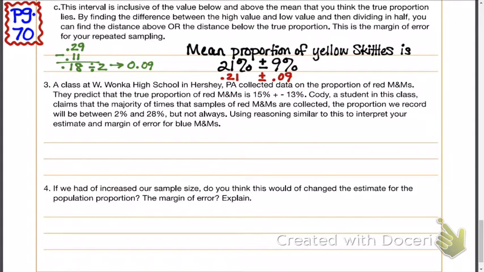They collected data on the proportion of red M&Ms. They did something similar to what we did, only they used red M&Ms. They found that the true proportion of red M&Ms is 15% plus or minus 13%. So this was their margin of error.